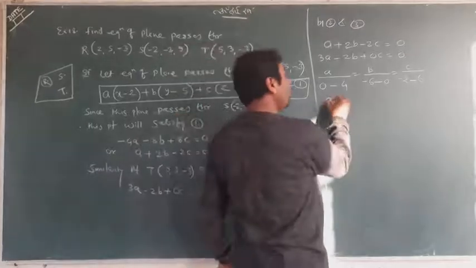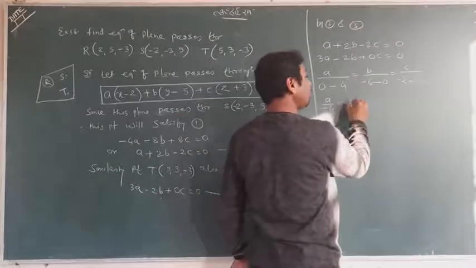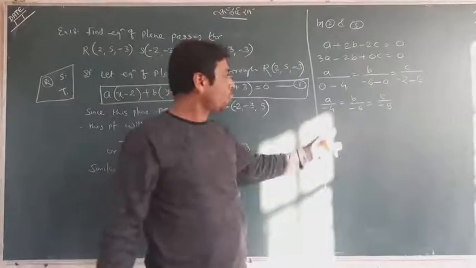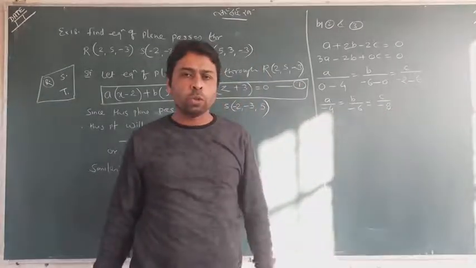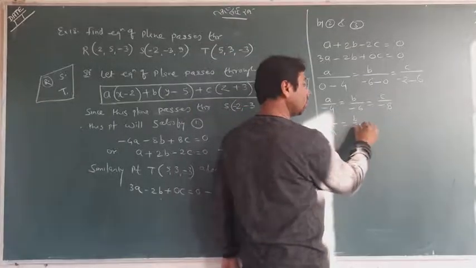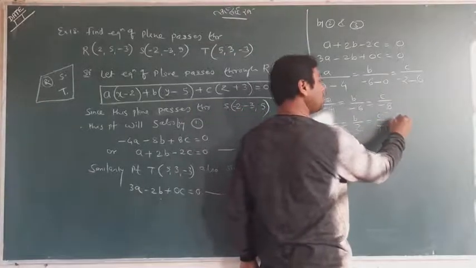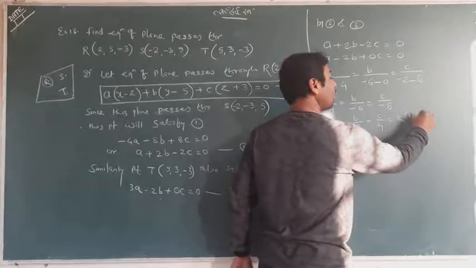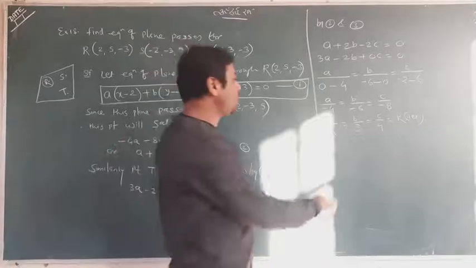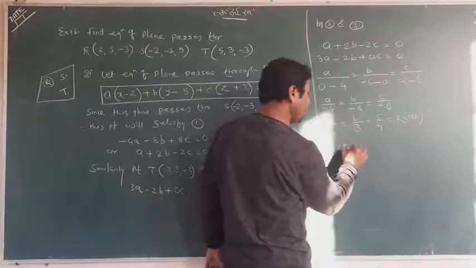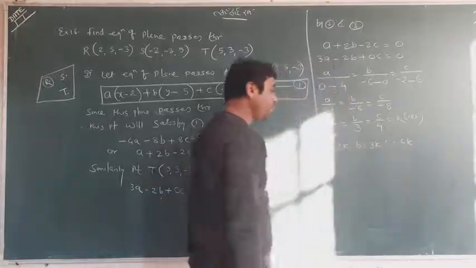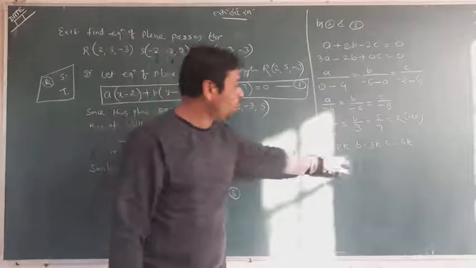And A upon we got minus 4, B upon we got minus 6 and C we can get minus 8. These are all proportional. You can change by your own. You can divide by minus 2. So this is going to be 2, this is going to be 3 and this is going to be 4. Now choose equal to K or lambda or whatever you like most, so that you will get A equal to 2k, B equal to 3k, C equal to 4k.